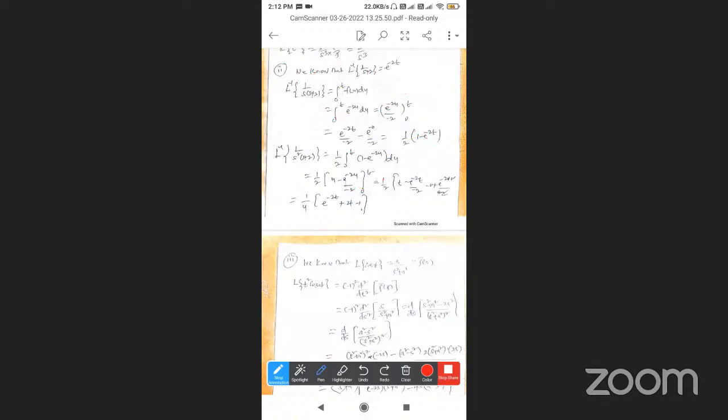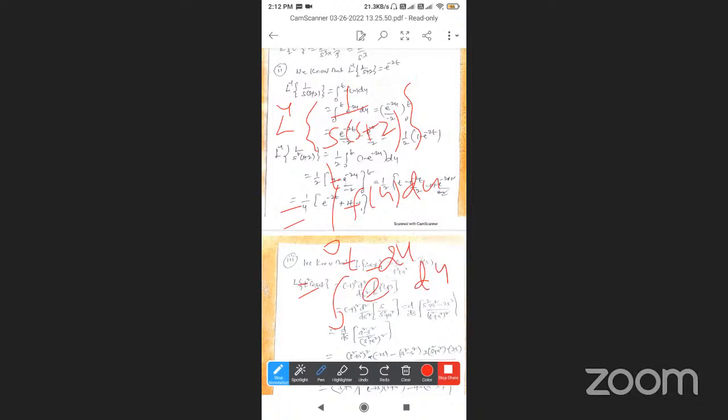Now the inverse Laplace transform of 1 by s into s plus 2 is given by the formula integral from 0 to t of f of u du. Here f of u is e power of minus 2u, so we need the integration of e power of minus 2u.